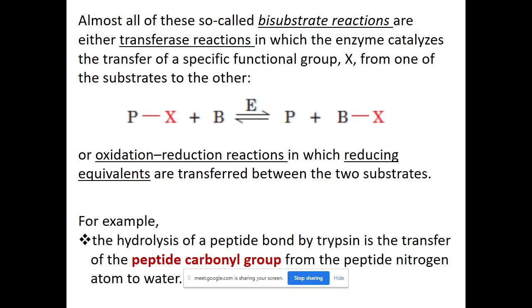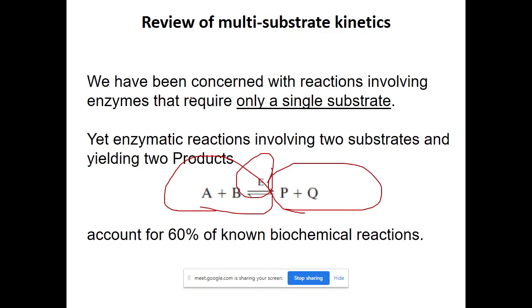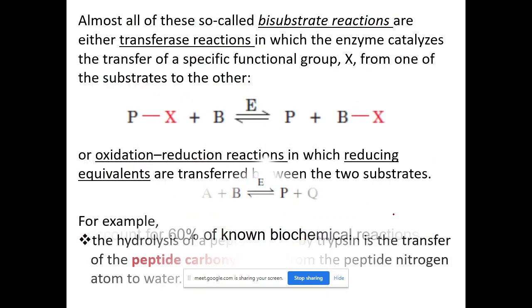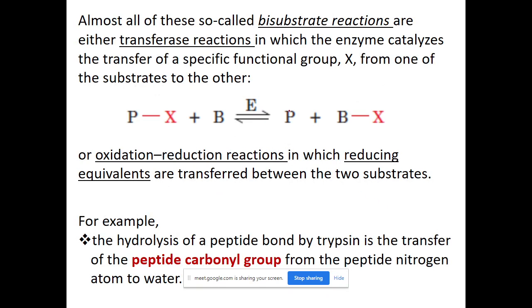In this bi-substrate reaction, that is two substrates, as we talked about, it is also known as multi-substrate. So it is either two or more than two. That is called multi-substrate. So the kinetics that we will be studying in this perspective will be known as multi-substrate kinetics. Here, the functional group called X is transferred from one substrate to another, eventually leading to product formation.